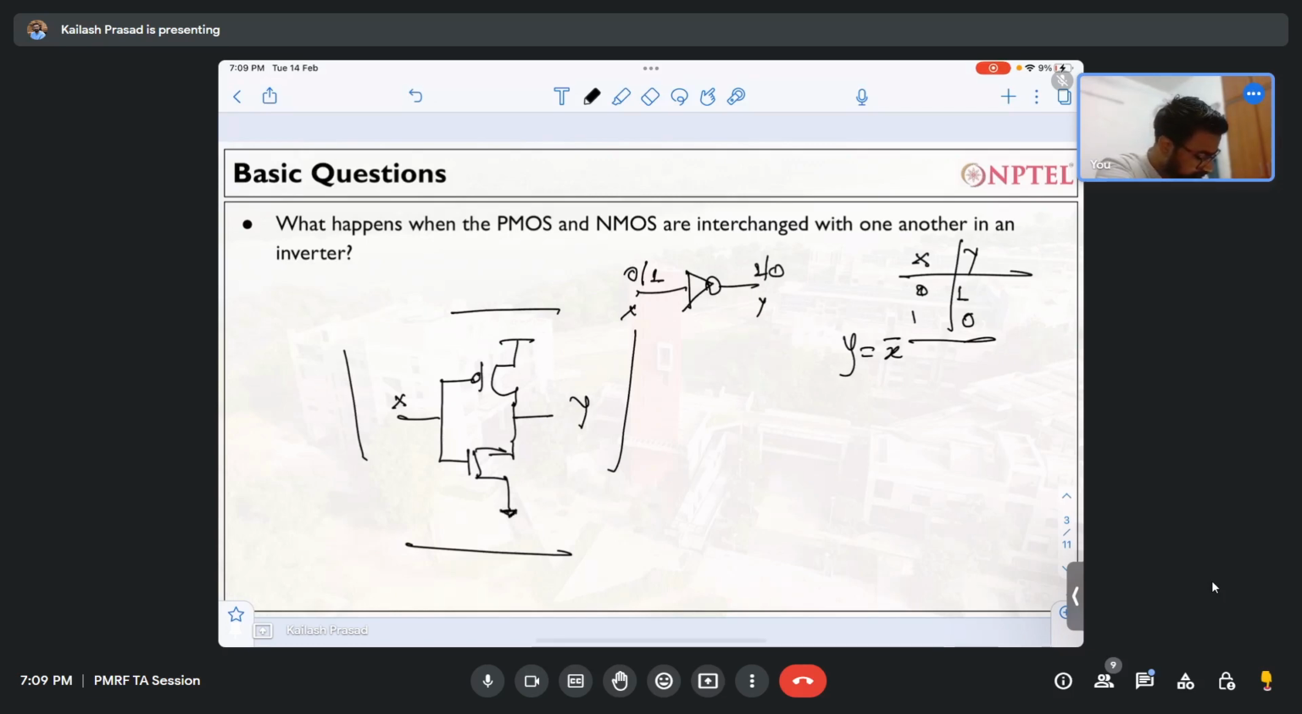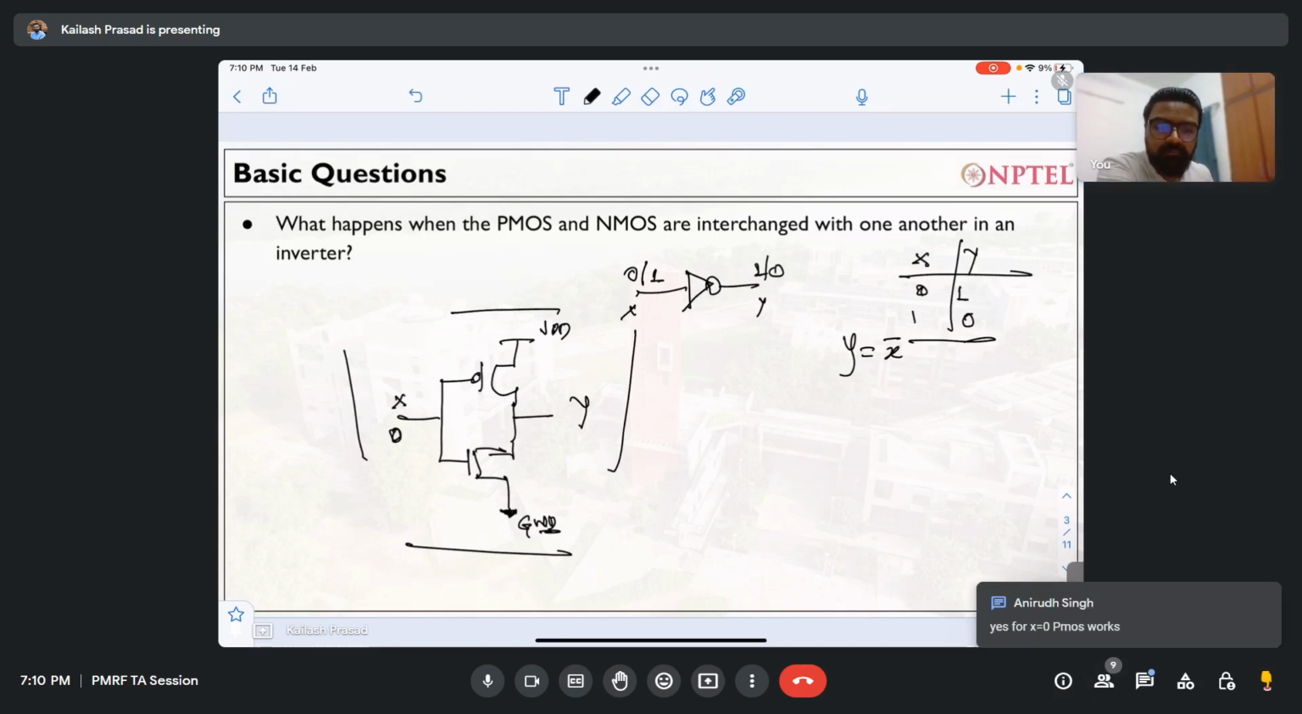Does anyone have any idea how this circuit works? This is VDD. This is my ground. What happens when I provide input as 0? I need an answer from you guys. This is a CMOS inverter circuit.